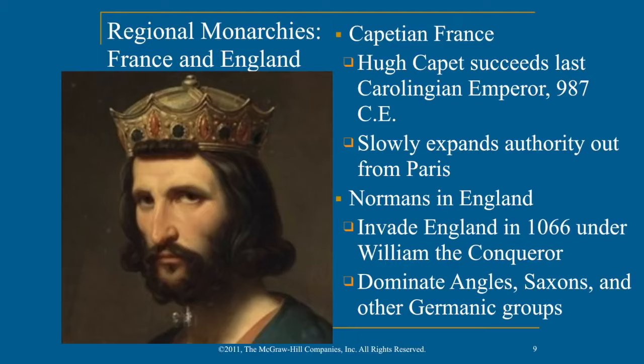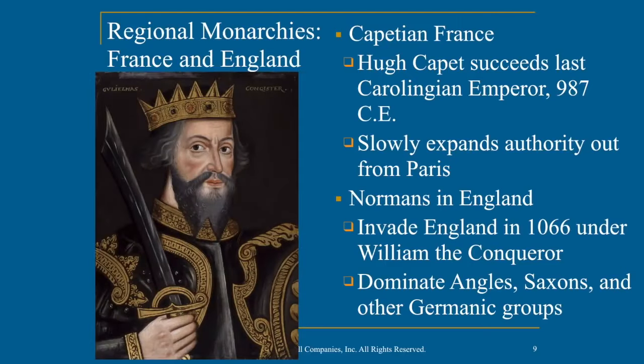The Normans invade England in 1066 under William the Conqueror, pictured here. They dominate the Anglo-Saxons and other Germanic groups who had moved there during the Roman Empire period, and as a result, they come into conflict with one another.